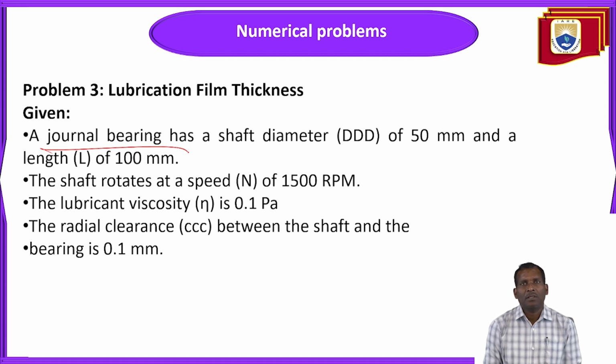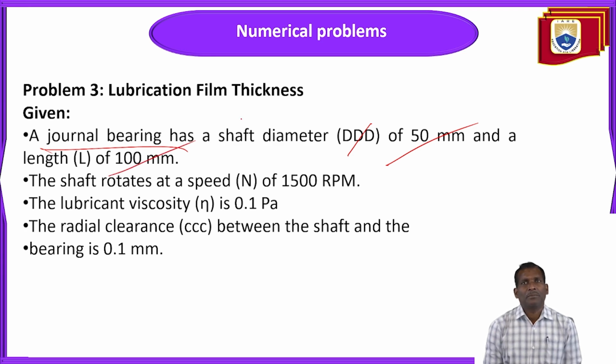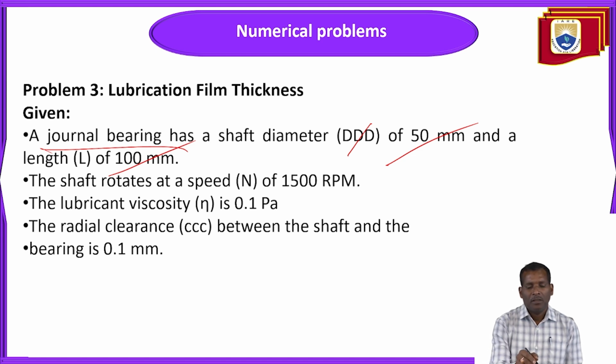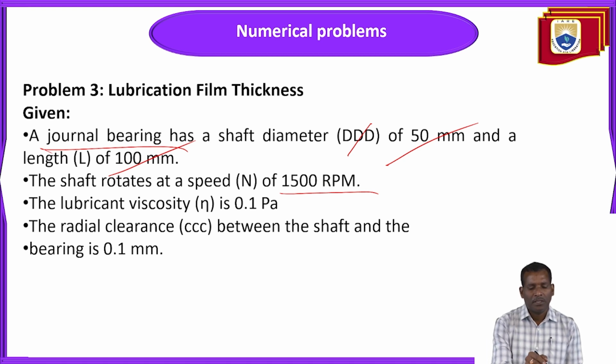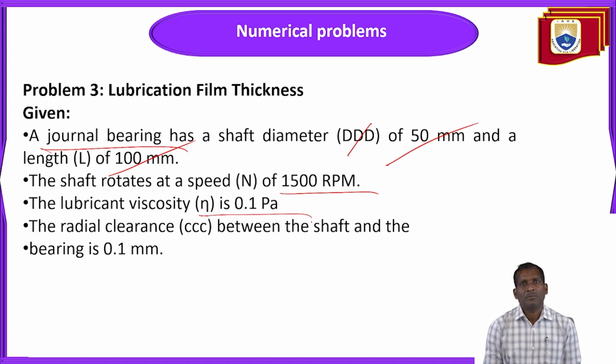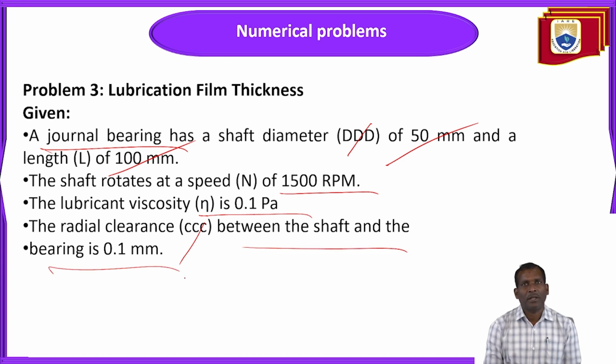It has a shaft with a diameter of 50 mm and a length of 100 mm. The shaft rotates at a speed of 1500 rpm inside the bearing. The lubricant viscosity is 0.1 Pascal second. The radial clearance, C, between the shaft and the bearing is 0.1 mm.